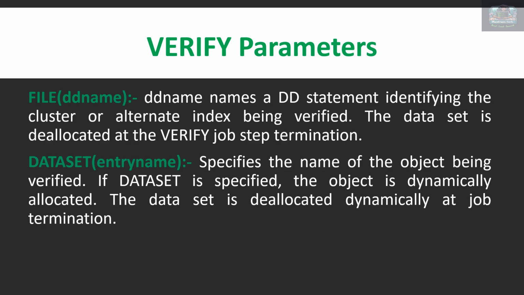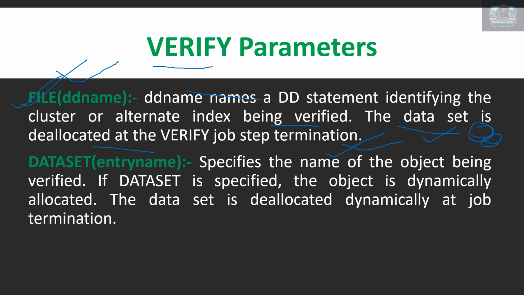This is a brief about the parameters. File DD name is a DD statement identifying the cluster or alternate index being verified. The data set is deallocated at the verify job termination. As I told you, the open for output and open for input flags will be there. So it will be deallocated when the verify job terminates; if the verify job is failing, you have to use that recover step to run it properly.